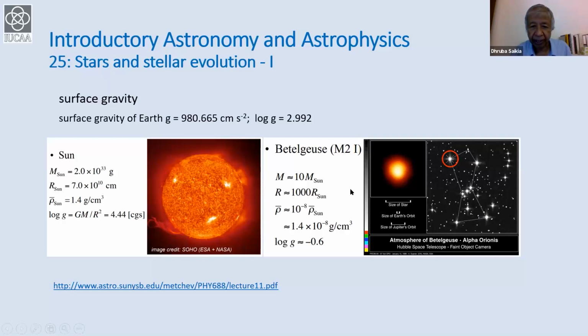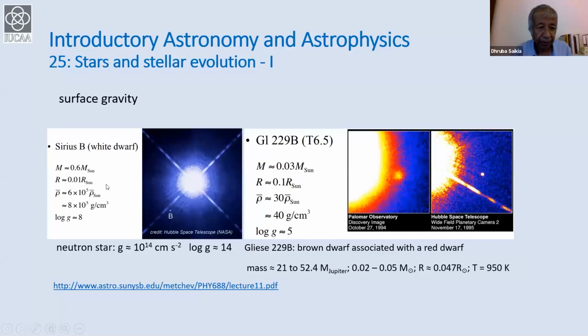But when you take a giant star like Betelgeuse, log g is of the order of minus 0.6. So it is much smaller than that of the sun, right? And similarly for Sirius B, which is a white dwarf, if you actually do the sums, you'll get log g equal to 8, right? Which is 10 to the power of 8. And this one I've just shown you to introduce you to a brown dwarf, which is Gliese 229B. Mass is about 0.03 times the solar mass. G here is surface gravity? G here is surface gravity, that's right.